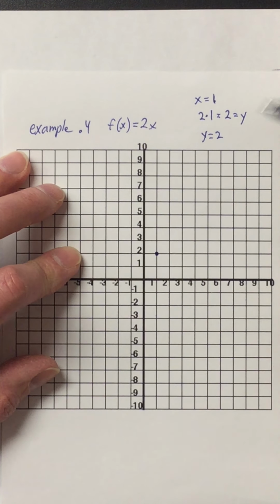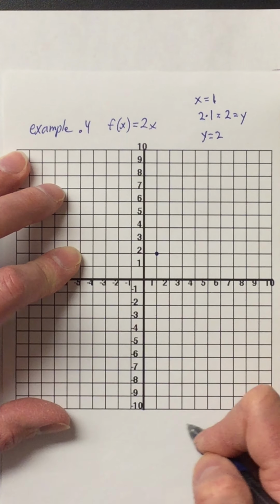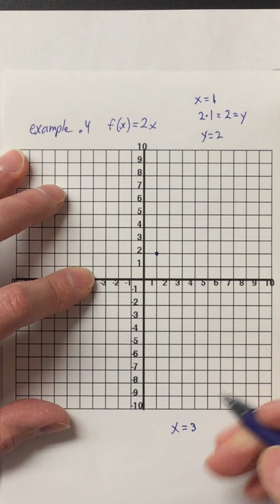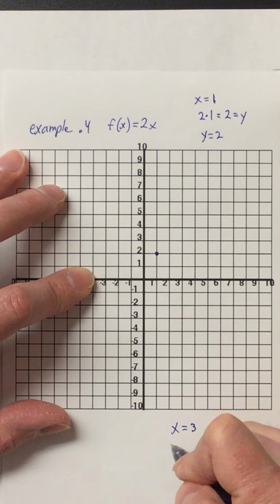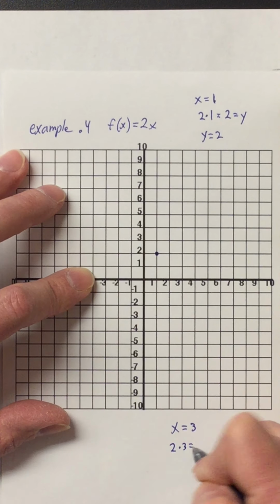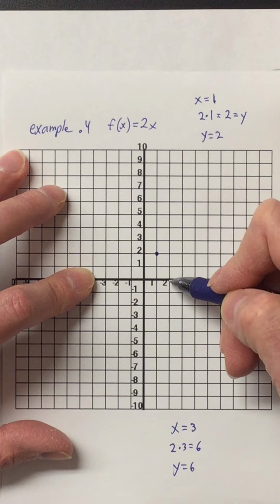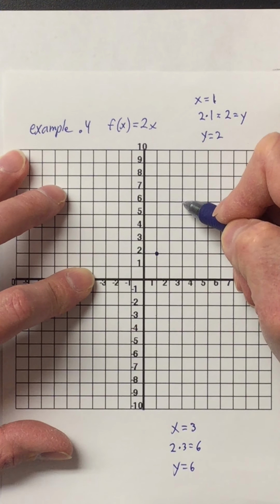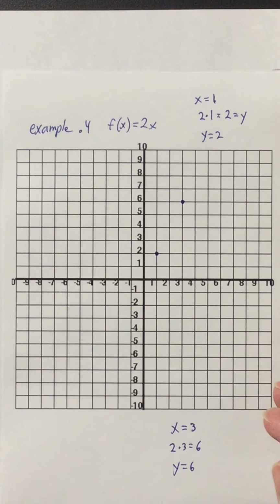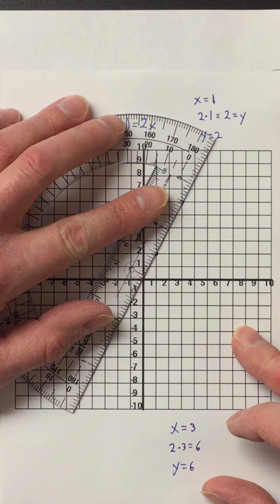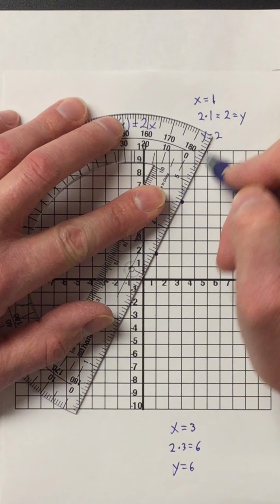Okay, let's pick another value. Let's go with, I'll do it down here at the bottom, x is equal to 3. All right, so if I put that in there to my equation, 2 times 3 equals 6. Therefore, y is equal to 6. And if I graph that one, I come over to 3 and then up to 6. And there we go. So we see a pattern there, a slope of a rise of 2 and a run of 1. And if I put a line through here like this.